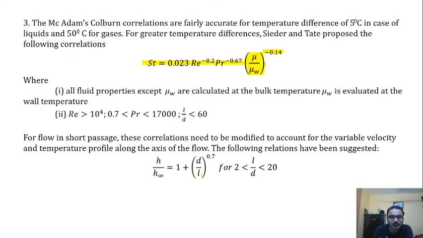H upon H infinity is given by 1 plus D by L raised to 0.7 for value of L by D between 2 to 20, and another relation, that is H upon H infinity is equal to 1 plus 6 into D by L for value of L by D between 20 to 60.